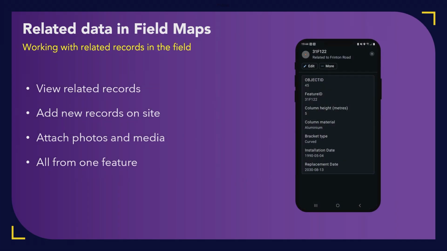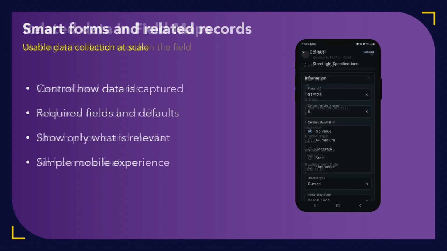So for related data in Field Maps itself, a worker can view the records, we can add new records whilst they're on site, and we can attach photos and media, and this is all from the one feature itself. As Priya mentioned earlier, we can also use smart forms, and these can also be used in related records, which lets us control how data is captured, define what fields are required and what default values can be used. And we can show what is only relevant with Arcade, and this is all a simple mobile experience.